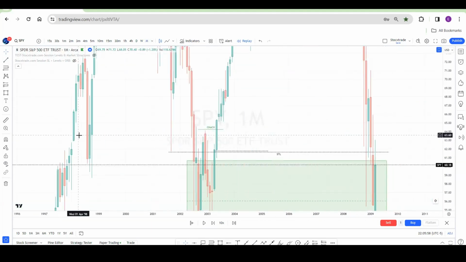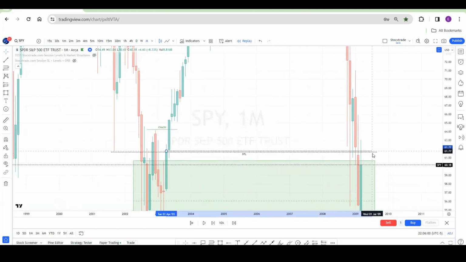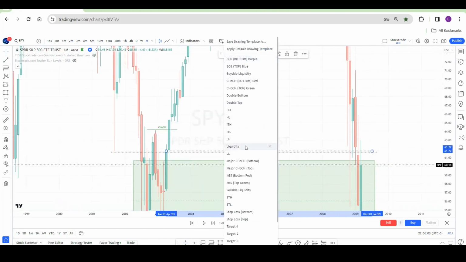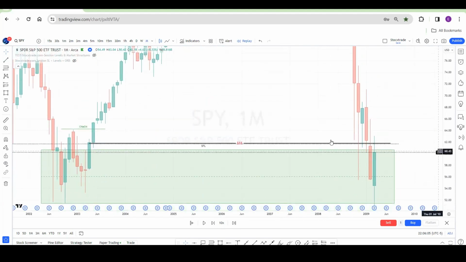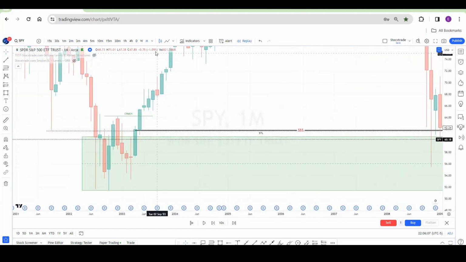It needs to fill. Price needs to fill this liquidity before the reversal. Okay. So I mark the demand zone in monthly. Now I'm putting my, okay, my change of character, my liquidity, my fair value gap.